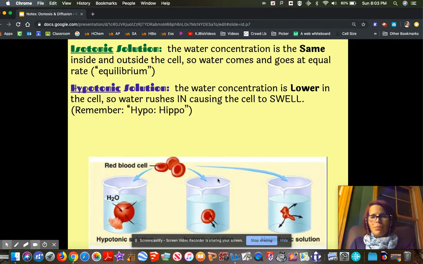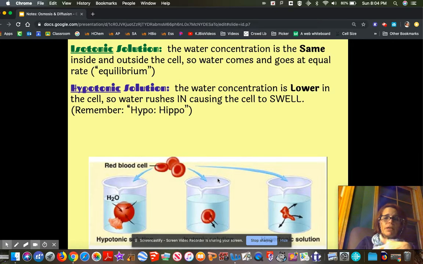A student helped me to remember the word hypotonic. This was like 15 years ago. They said, well, KJ, when I was trying to learn hypotonic, I remembered the word hippo. When I think of a hippo, the animal, I think of a big, huge, bloated animal. And that's what red blood cells look like if you put them in a hypotonic solution. Well, I thought that was brilliant, and I've been teaching students hippo ever since.